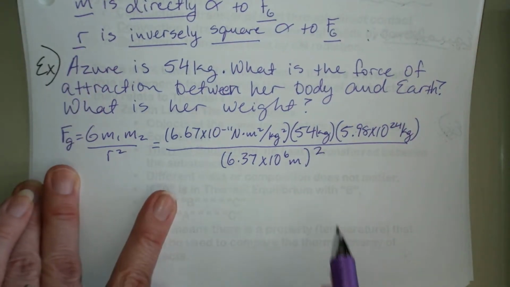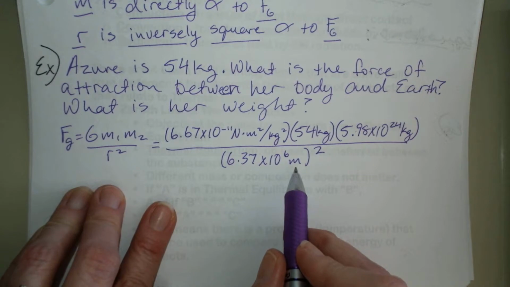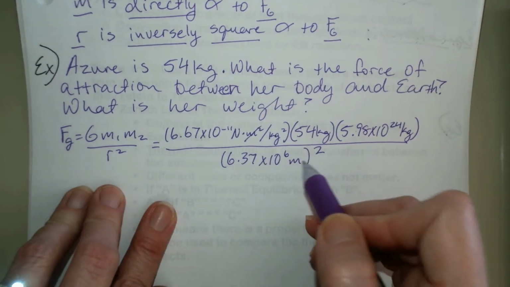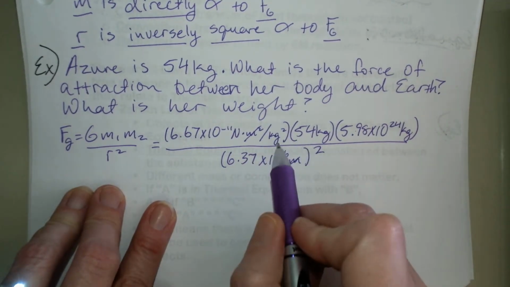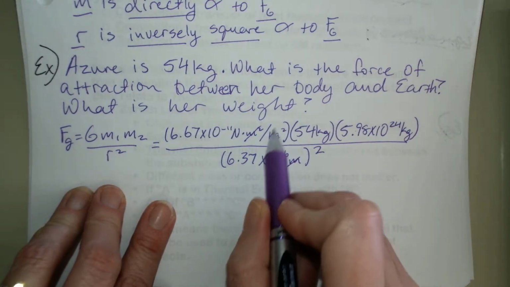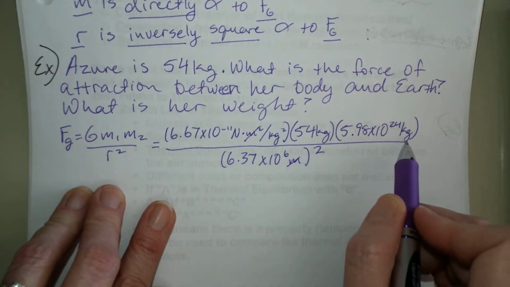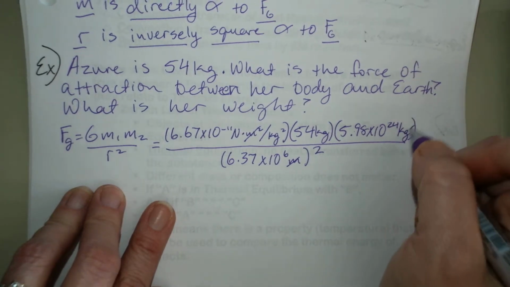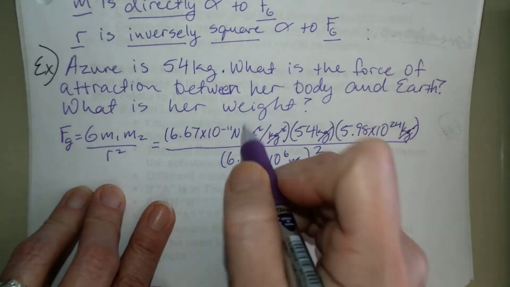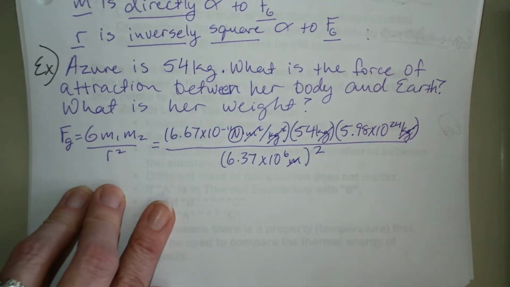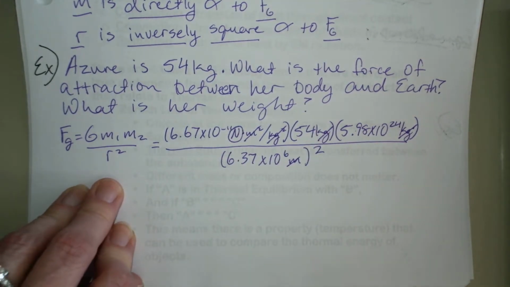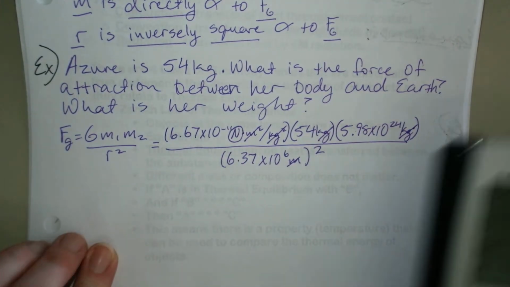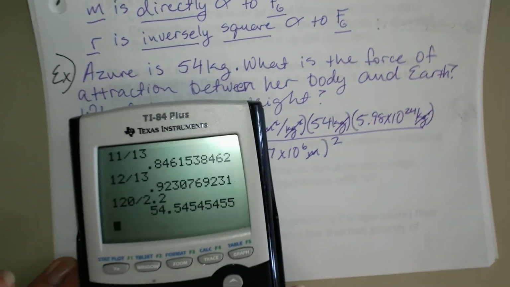You're going to have meters squared on the bottom and on the top, so that will cancel. You'll have kilograms squared on the bottom, and on the top you have kilogram times kilogram, so those cancel. Then your kilograms will all cancel, and you'll be left with newtons. What is force measured in? Newtons. Then all we have to do is put all of that in our calculator.